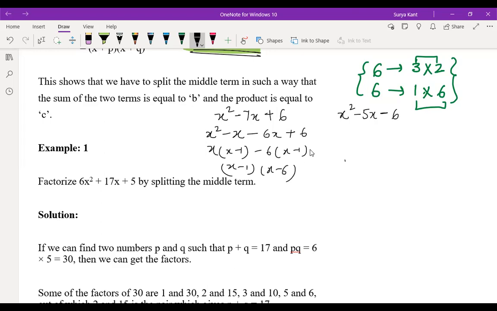Sir, it's not coming, sir. We can write minus 5x as 5 into minus 1, sir. Yeah, I got x minus 6 and x plus 1, sir. Direct answer. Till the middle part only, you tell the 2 parts. Minus 6 and plus 1, sir. Yeah, minus 6x plus 1x, plus x. Understood? Sai Charan, is it clear?